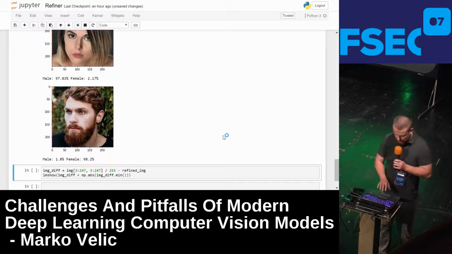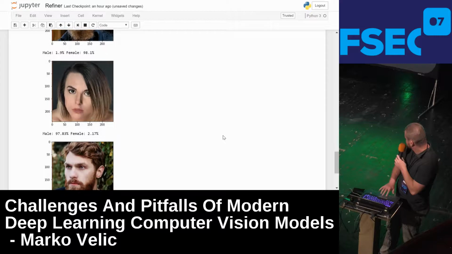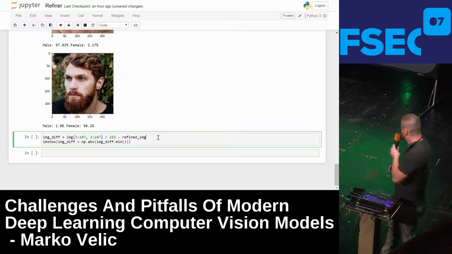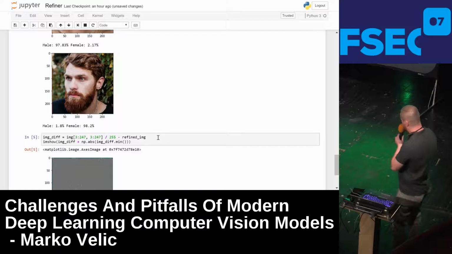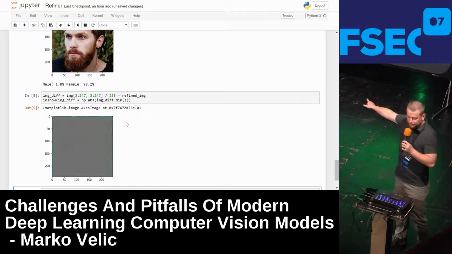Let's look at the original images one more time. So you can see that obviously there's an insignificant difference between these images. And we can actually calculate it for the last image. I don't know if the projector can allow us to see these changes. So you see some almost random noise, and this is the difference. So it's minimal.